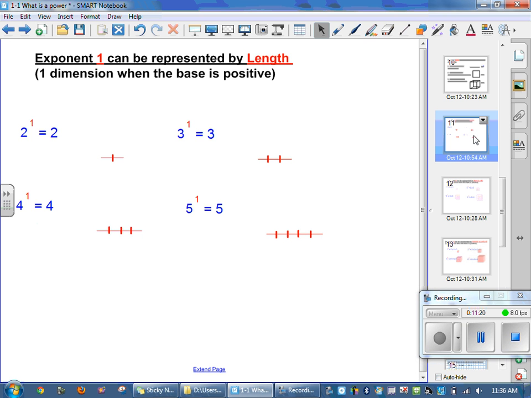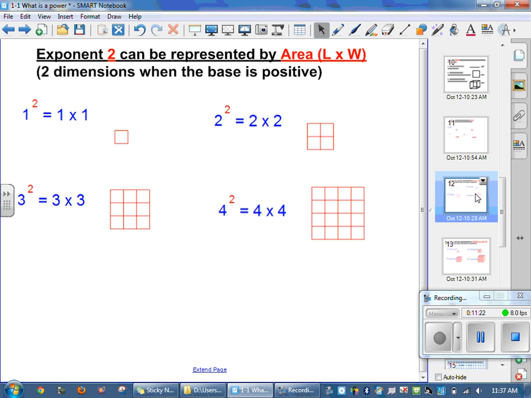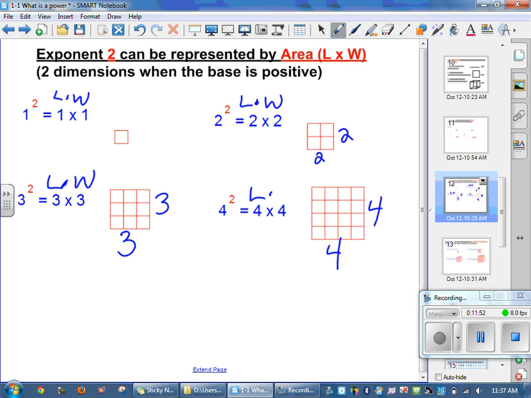These ones again are showing us the exact same thing, only now I've got area, length, and width. So I've got 1 times 1 for length and width. So this is my length, and this is my width. Length times width. Same thing over here. I've got length times width. I've got 2 here and 2 here. And on the bottom, same thing. I get 3 and 3, length times width, and 4 times 4, length times width again. So those are two-dimensional. Again, I'm multiplying two numbers, length and width. That's why it's two-dimensional.